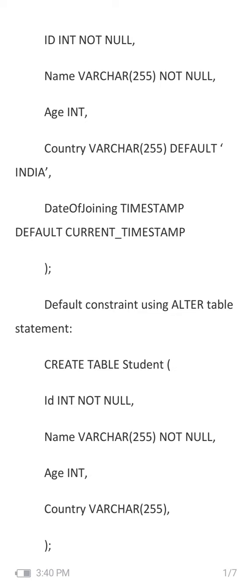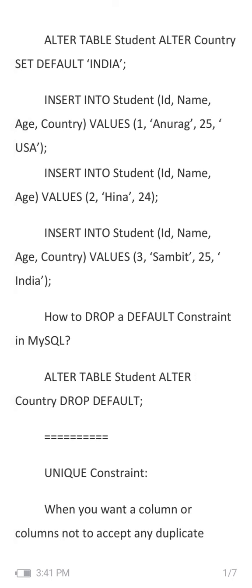The default constraint takes whatever value we define as the default value. That value will be taken in that field whenever the user does not enter any value in that particular column. So this is a default constraint. Okay, so let's move to the next constraint, that is the unique constraint.